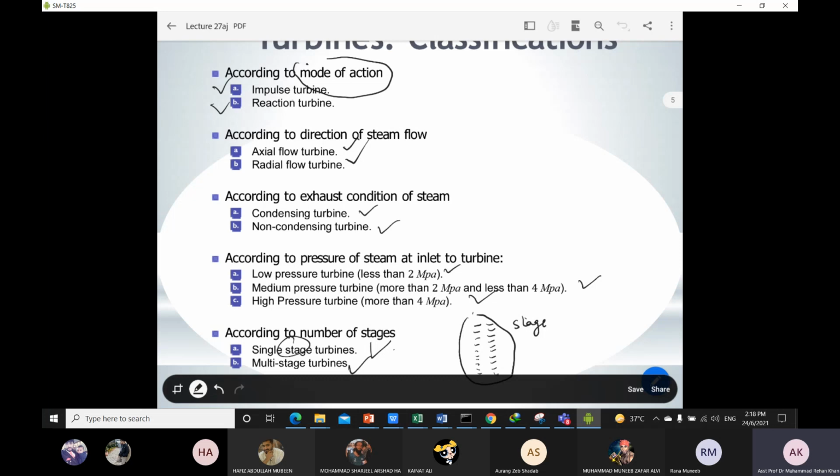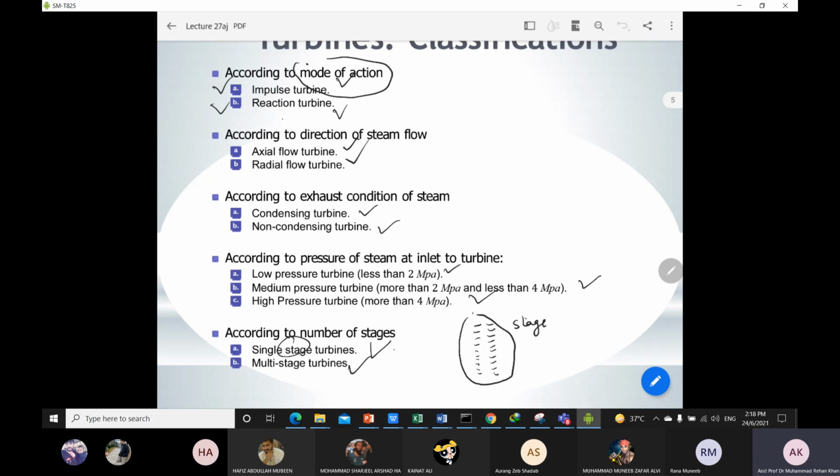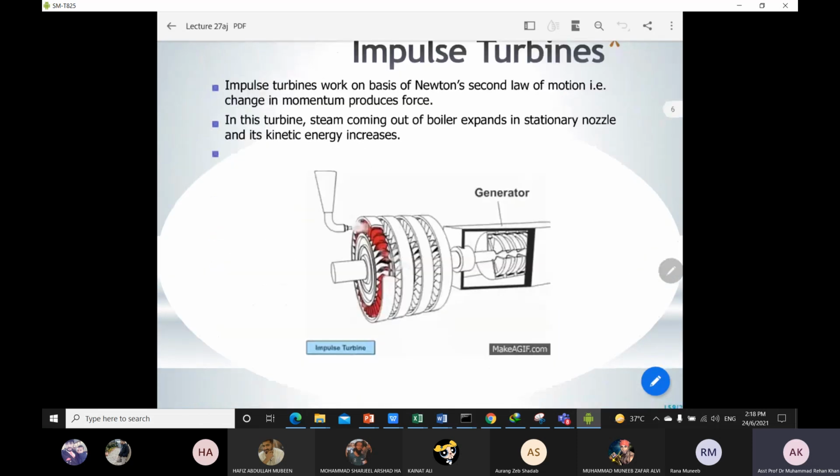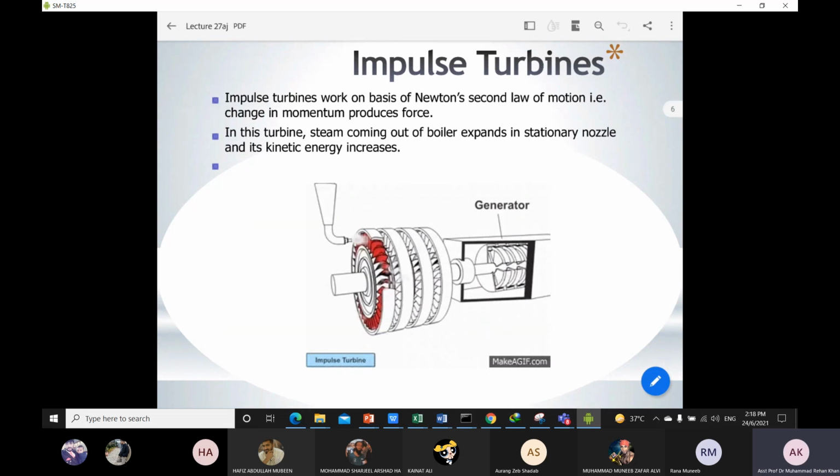In this lecture, we will just talk about impulse and reaction turbines because this is the main classification of turbines. Because we are not going into much detail, we just take an overview of how you can analyze the turbine and how to do some calculations regarding the efficiency of your blade and stage efficiency. So, coming towards the impulse turbine first, before starting this, we will look at one video so that you get some idea of what the impulse turbine and reaction turbine are, and after this we will continue from this point.